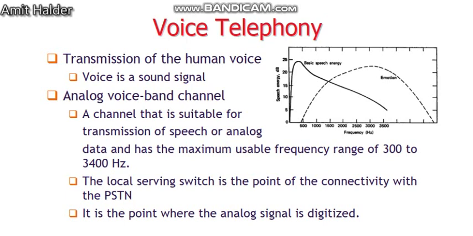So there is a basic speech energy. As you can see, there is up to 25 decibel. There are some emotional and other things where the speech energies may go up and down, and they are spreading towards 500 Hz to 3500 Hz, more or less. The analog voice band channel, the channel that is suitable for transmission of speech over analog data, has a maximum usable frequency range from 300 Hz to 3500 Hz.